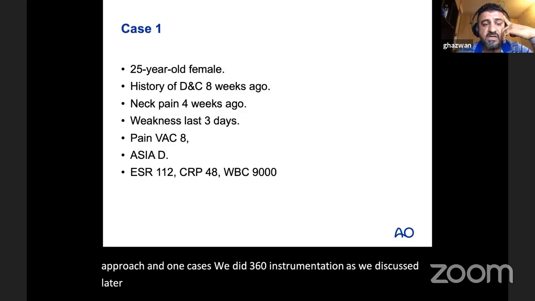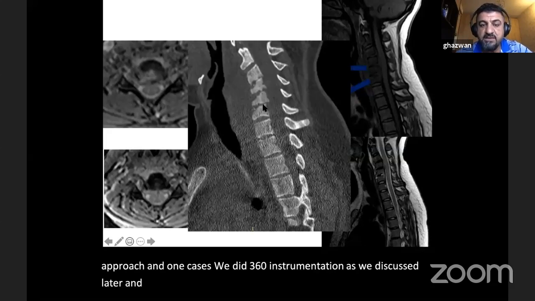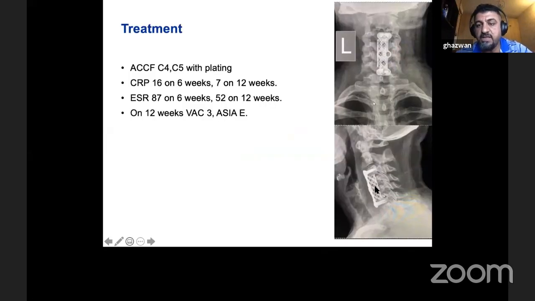Case 25, with a history of dilatation and curettage 8 weeks ago, presented with 4 weeks of neck pain, and in the last 3 days weakness started. The imaging shows spondylodiscitis with pus extended to the canal and causing her symptoms. This is the CT scan that shows advanced instability, and this is a case of Dr. Haider, who did anterior cervical corpectomy and fusion.